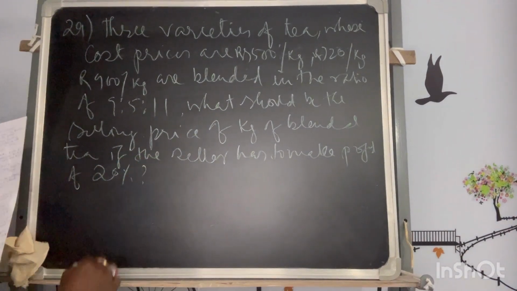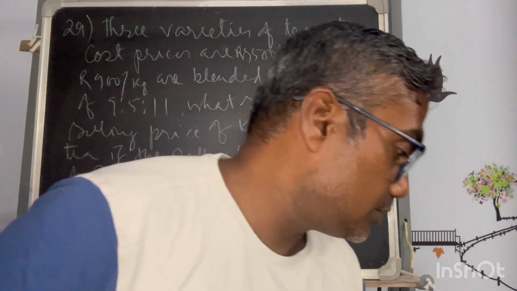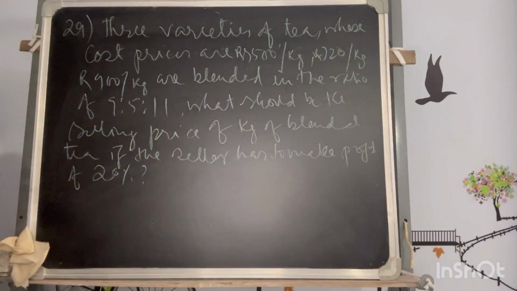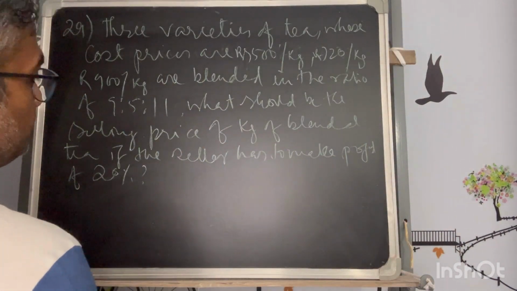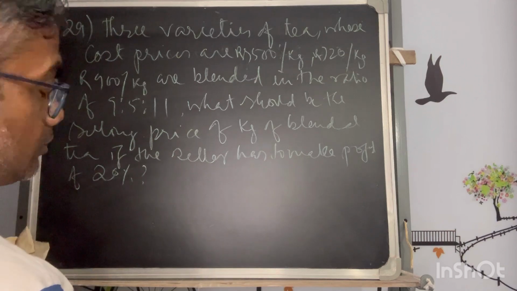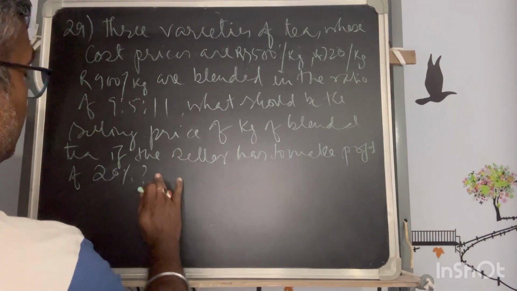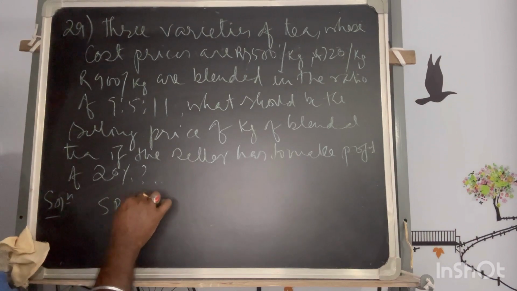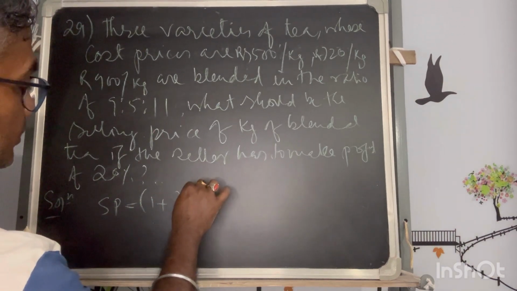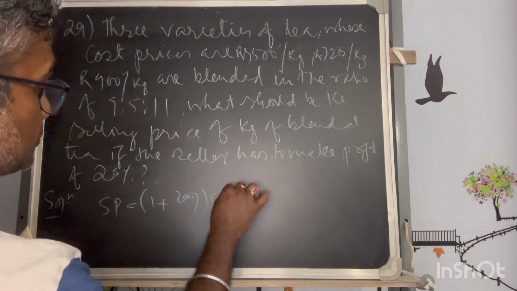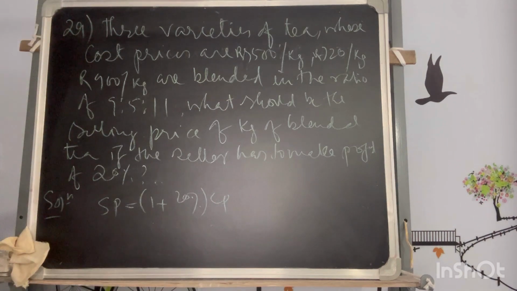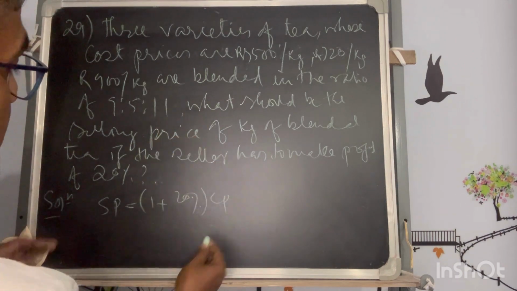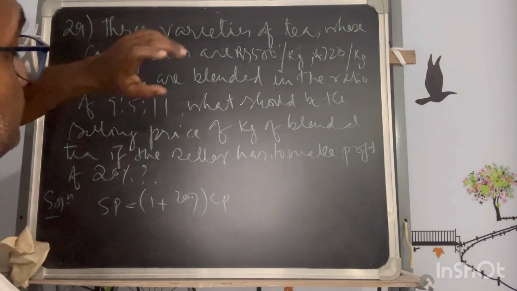Okay. Now a profit of 20% means the selling price has to be higher than the cost price. So what is the relation of selling price and cost price? The selling price is equal to 1 plus the percentage, into the cost price. This will be the equation. This is the relation for profit or loss, and this is also mixed with the ratio.